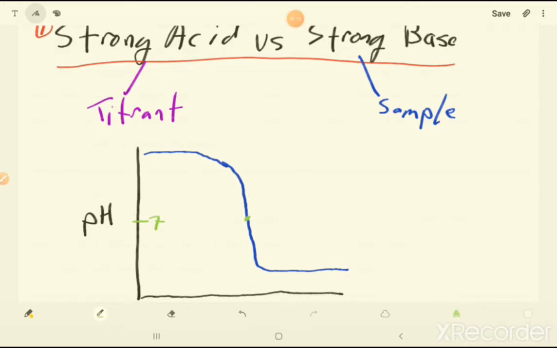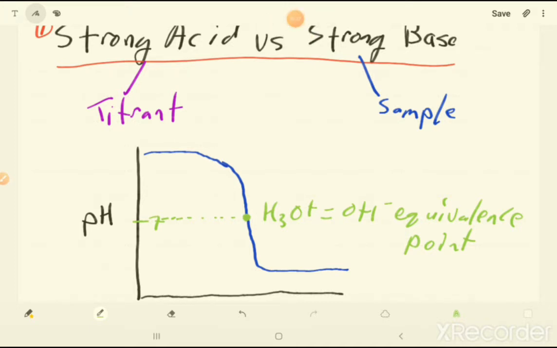The point where the H3O+ and the OH- concentrations equal each other is called the equivalence point. For strong acid and strong base titrations, it's always going to be at 7. So the midpoint over here, when we extrapolate it, should always be at a pH of about 7.